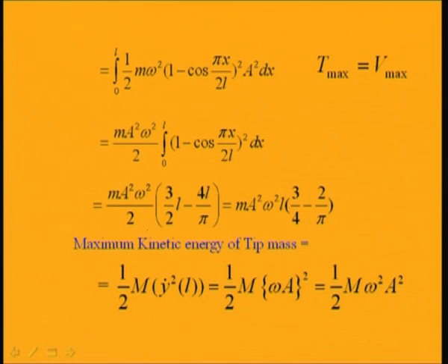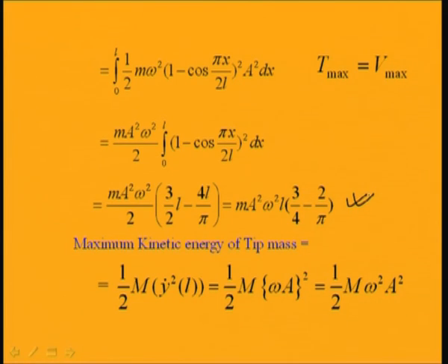By integrating this, you can find it equal to m a square omega square into (3 by 2 L minus 4 L by pi). So, this is equal to m a square omega square L into (3 by 4 minus 2 by pi). This is the maximum kinetic energy obtained due to the beam vibration.